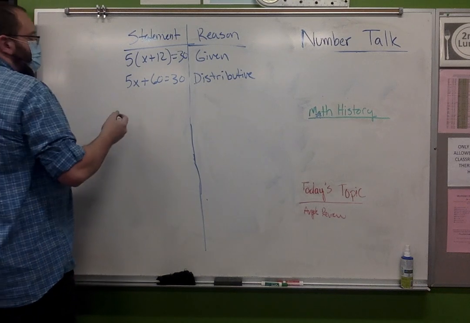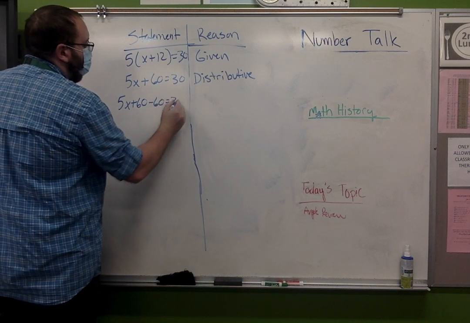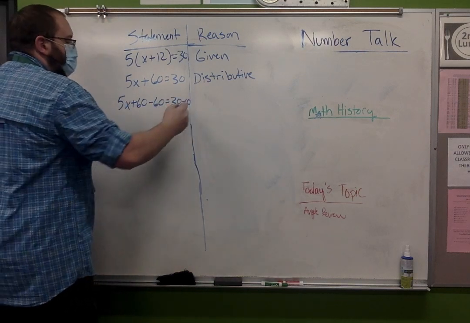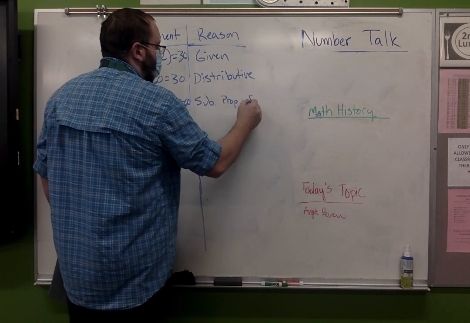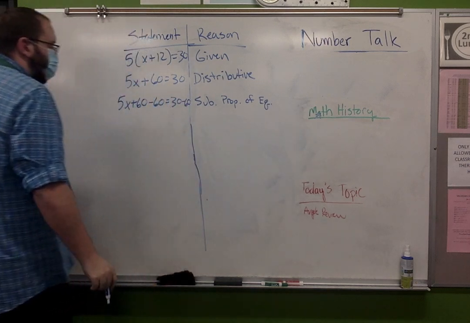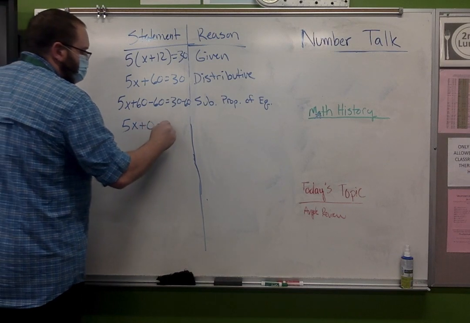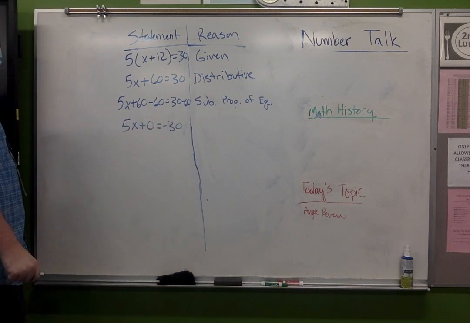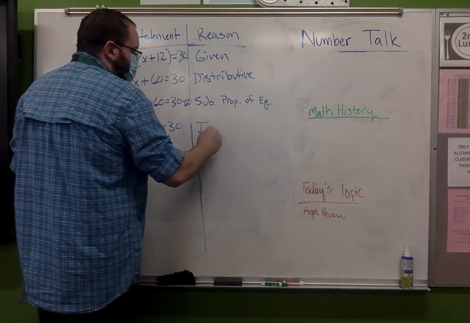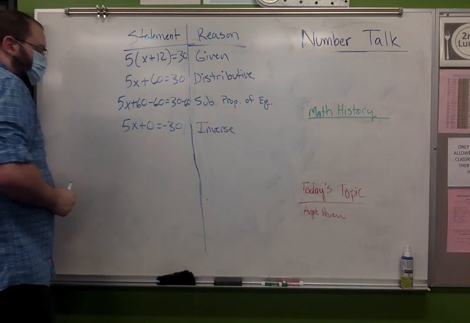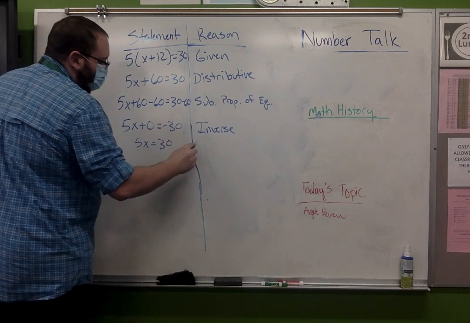Now, once again, we're going to subtract 60 from both sides. 5x plus 60 minus 60 equals 30 minus 60. That's the subtraction property of equality. Then we have 60 minus 60 is 0, so 5x plus 0 equals negative 30. This is the inverse property. 5x plus 0 is 5x equals negative 30. That's the identity.